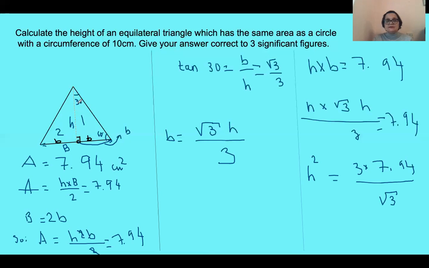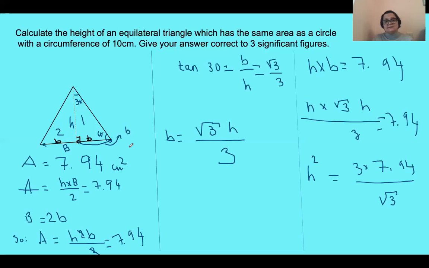So tangent 30 equals the opposite over the adjacent. So it is b over the height, like this. And you know that tangent 30 is square root of 3 over 3. So b, I have rearranged here. So b is going to be square root of 3 times h over 3. So if you multiply both sides by 3h here, this is what we get.